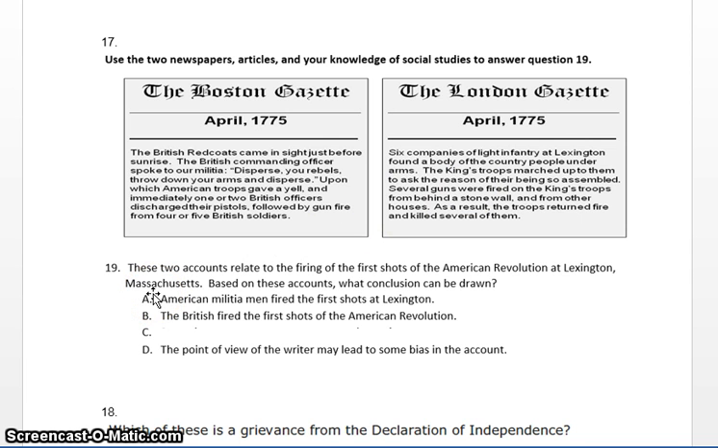So what can we tell from these accounts? A. American militiamen fired the first shots at Lexington. B. The British fired the first shots of the American Revolution. Or D. The point of view of the writer may lead to some bias in the account.